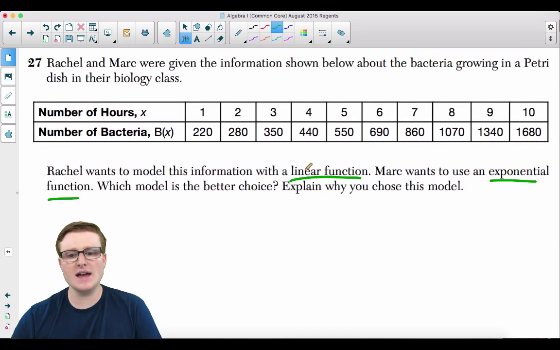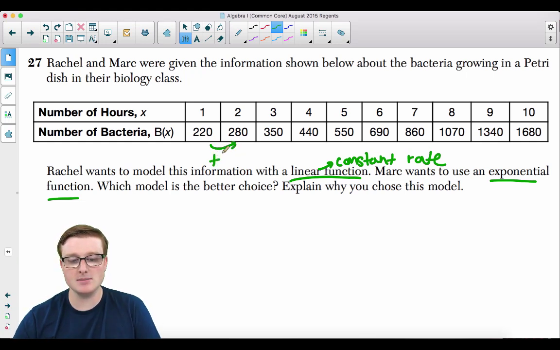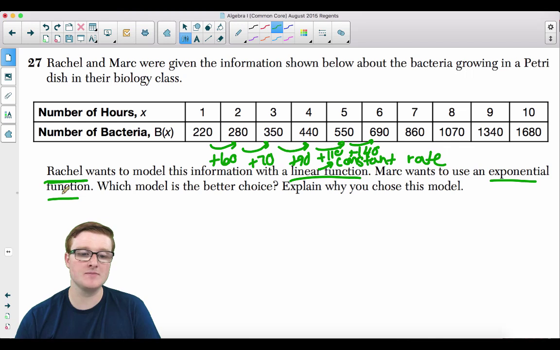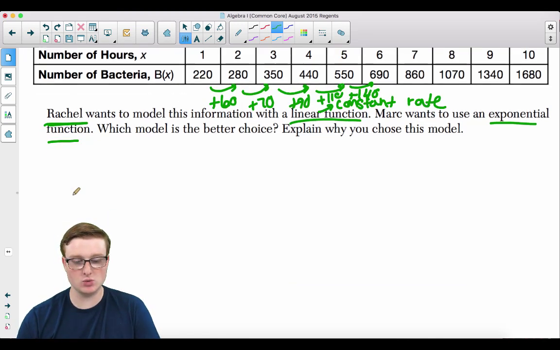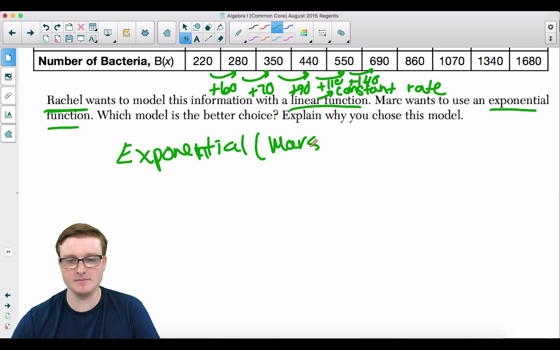Okay, remember that a linear function is increasing at a constant rate. Is this function increasing at a constant rate? Is that most appropriate? Well, look here. We're increasing by 60. Then we're increasing by 70. Then by 90. Then by 110. Then by 140. That doesn't look like a line. So Rachel is mistaken. So which model is the better choice? We are going to say that exponential, which is Mark's choice, is the better model.